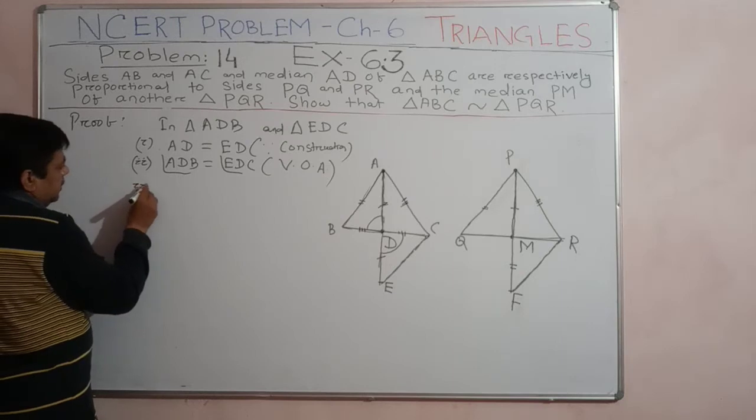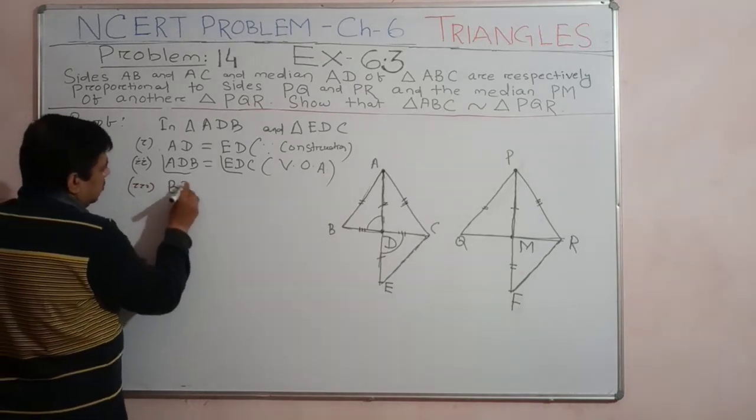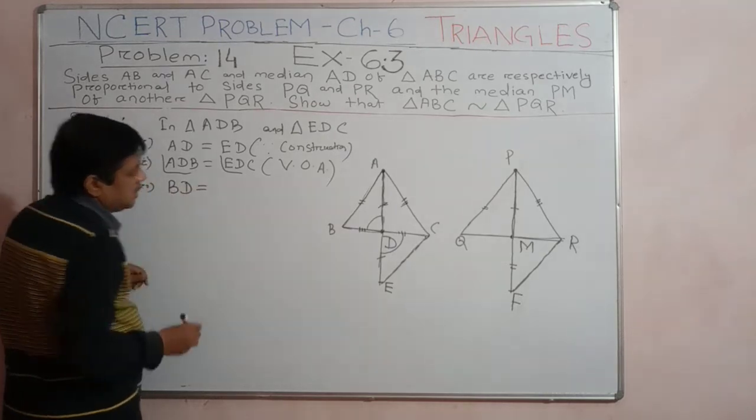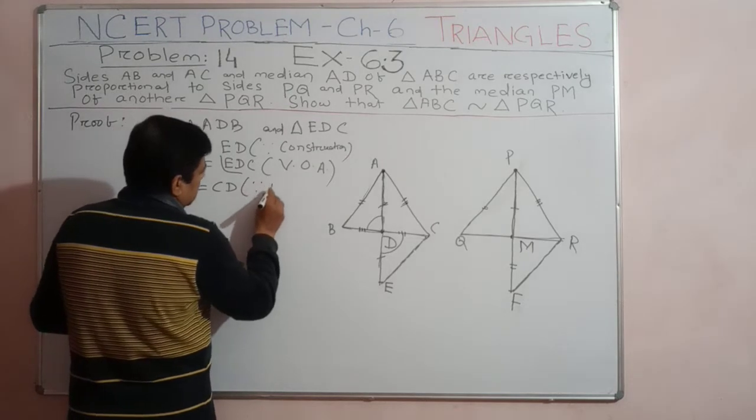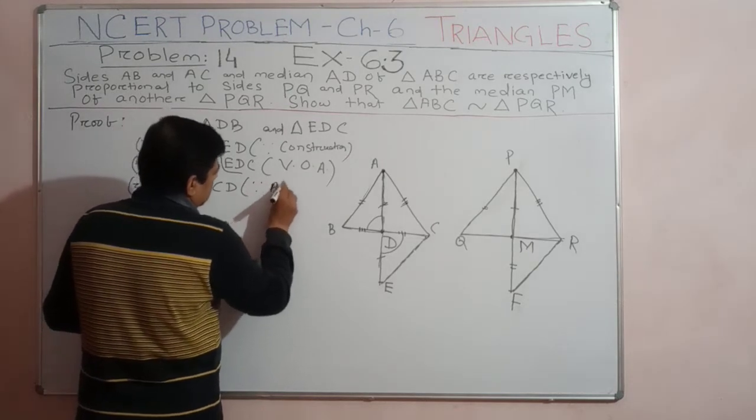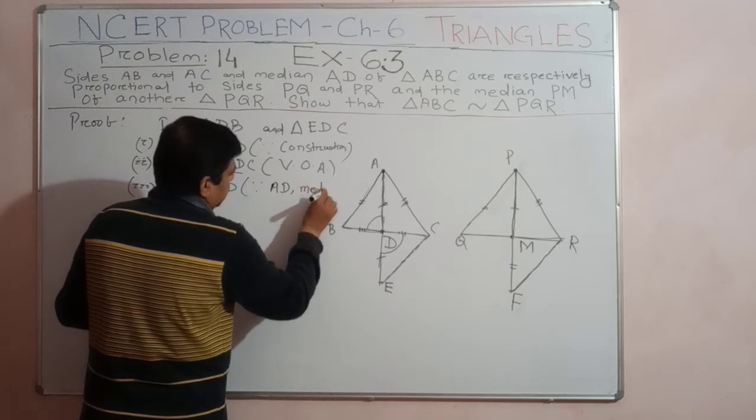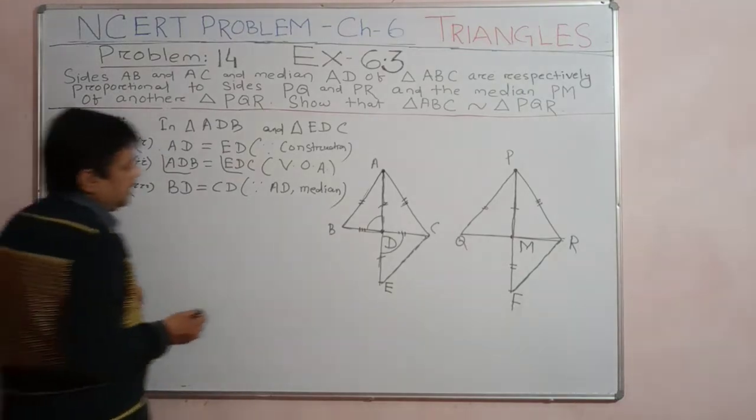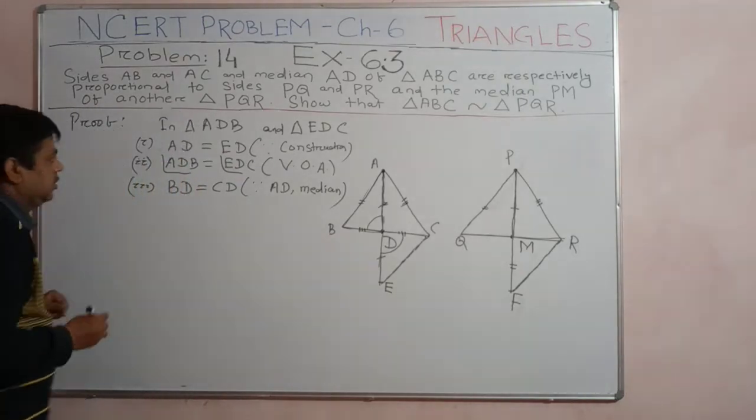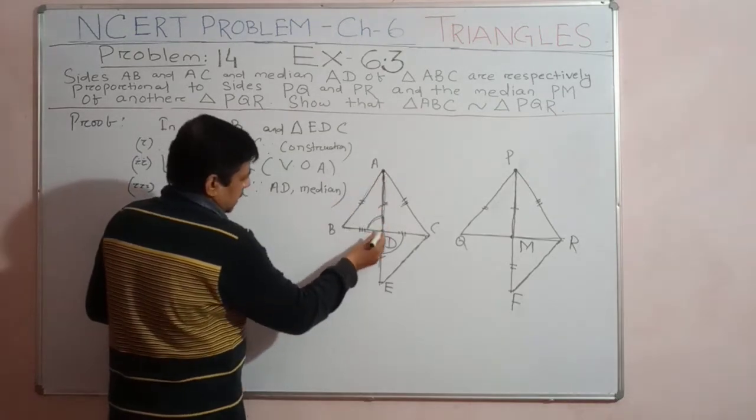Third point, you see BD is equal to how much? CD. Why? Because of the median. Since AD is the median, D is the midpoint of the side BC. That's why BD is equal to CD, right? So you are looking clearly at side, angle, side.